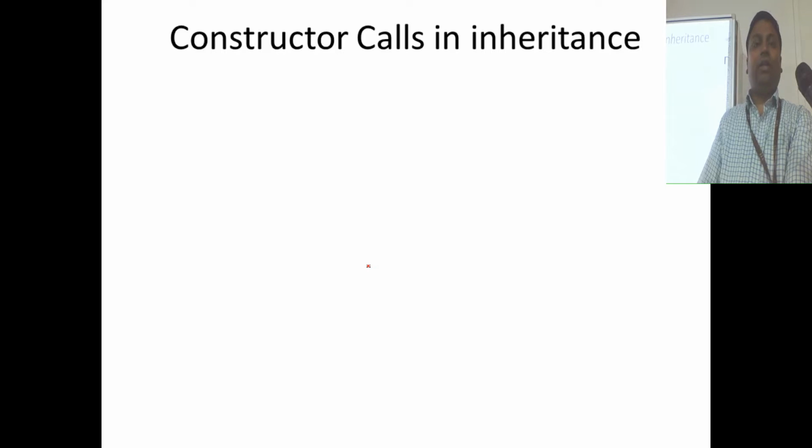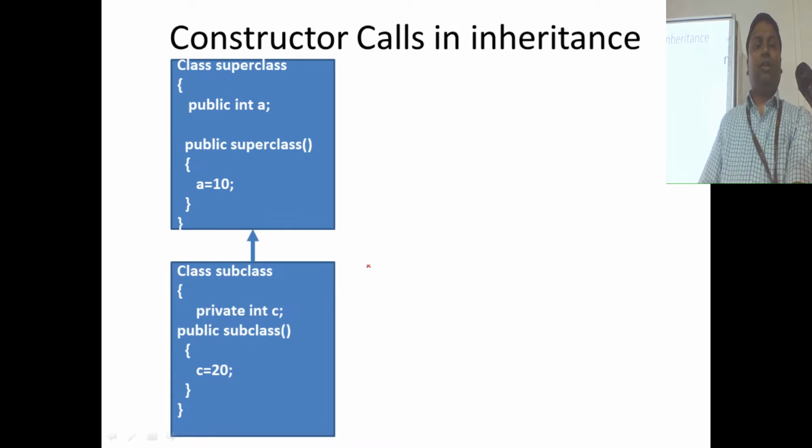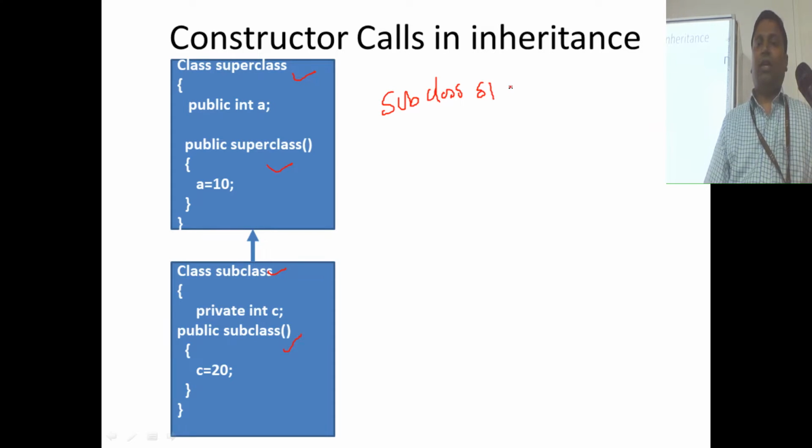And constructor calls in inheritance, very important and interesting thing. Say you have a superclass and then you have a subclass. I have a constructor in my superclass, I have a constructor in my subclass. So now what happens? You create an object of type subclass, so it's going to be subclass S1 is equal to new subclass.